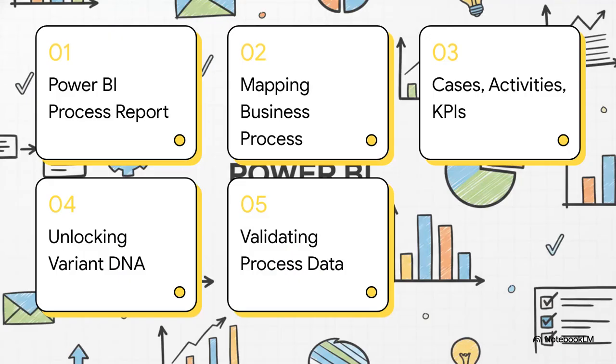Let's take a really quick look at our roadmap. We'll start off with the Power BI process report itself, move into mapping out your business processes, define exactly what cases and activities actually are, unlock your variant DN, and finally, validate your process data.